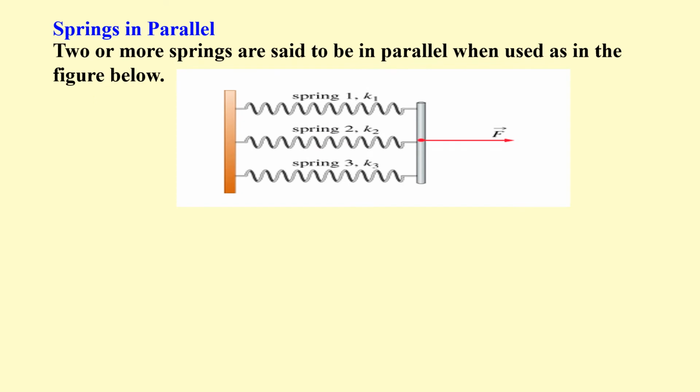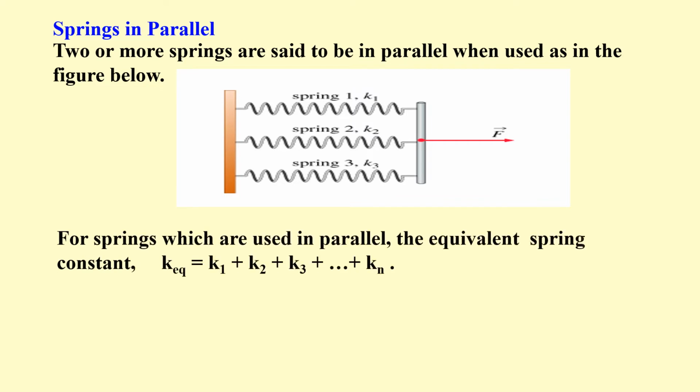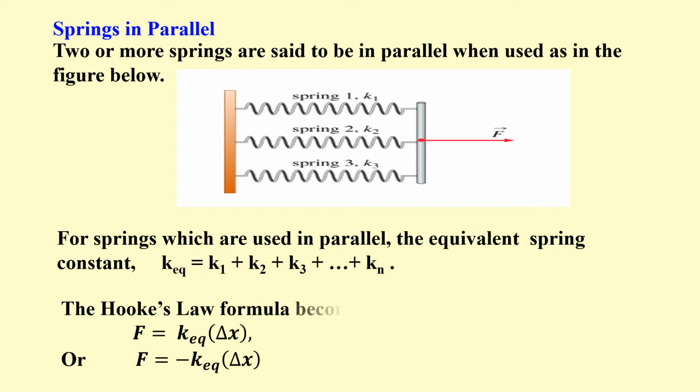Springs in parallel. Two or more springs are said to be in parallel when used as in the figure below. For springs which are used in parallel, the equivalent spring constant k equivalent equals k1 plus k2 plus k3 and so on, plus kn. The Hooke's law formula becomes F equals k equivalent times delta x, or F equals negative k equivalent times delta x when it is a restoring force.